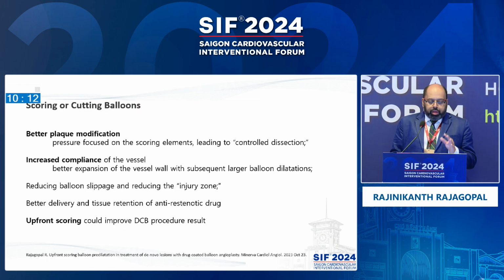So before that, scoring balloons are really important in DCB PCI, more so than stent PCI, because you get better plaque modification, because the pressure that you exert is focused on the scoring elements. You get increased compliance. The balloon doesn't slip with the scoring balloon, so less damage, less injury zone. And there is some evidence that the drug might be better absorbed after a scoring balloon. So my practice is to use an upfront scoring balloon, which may improve the procedure result.